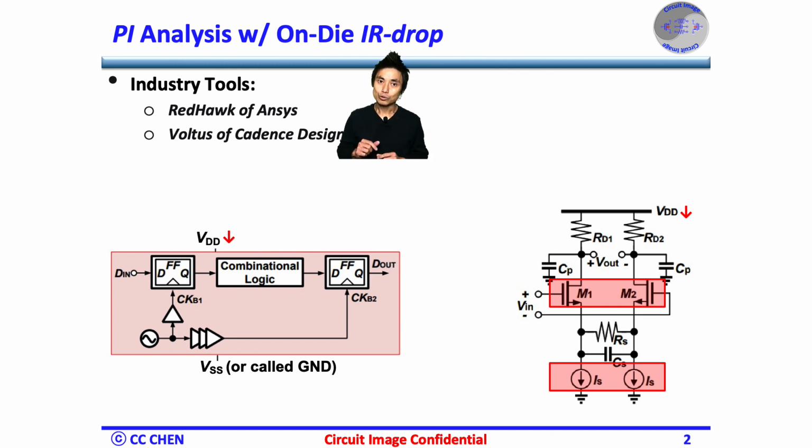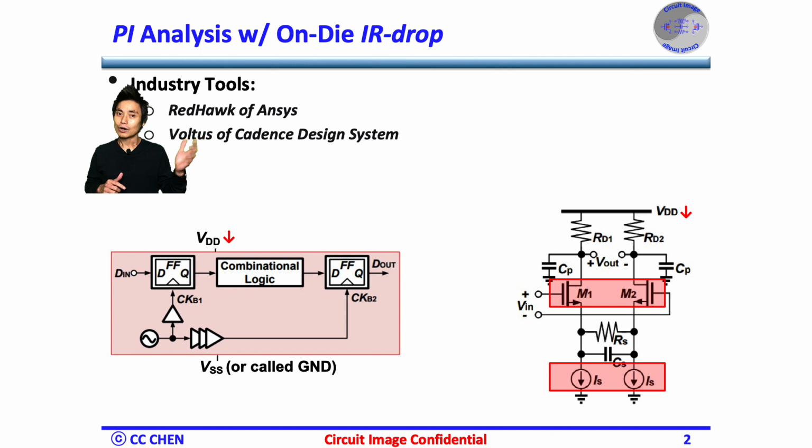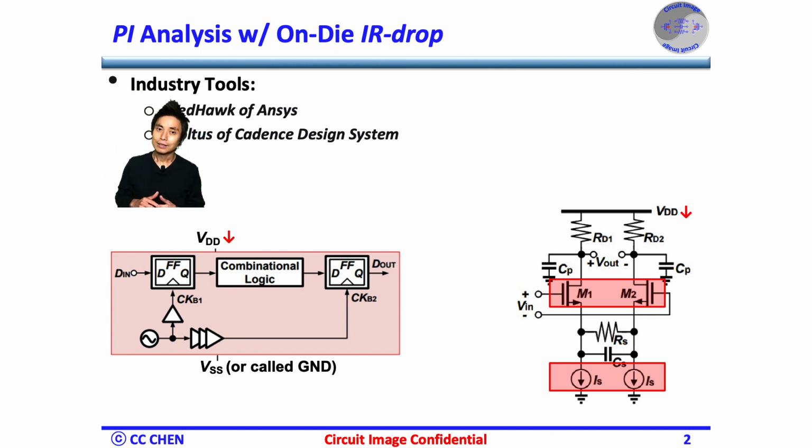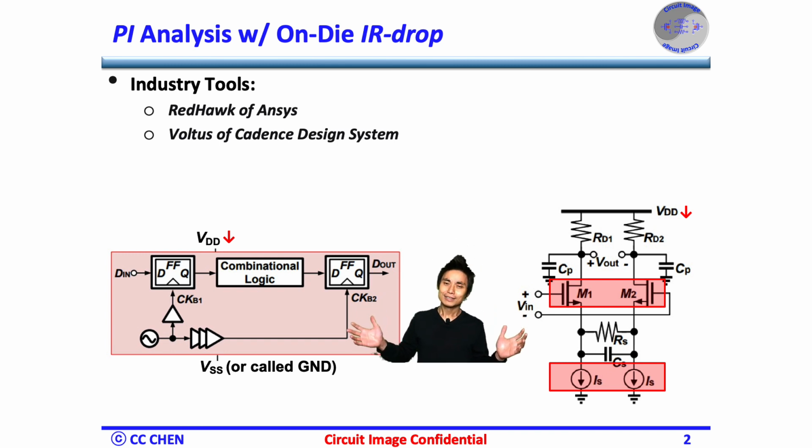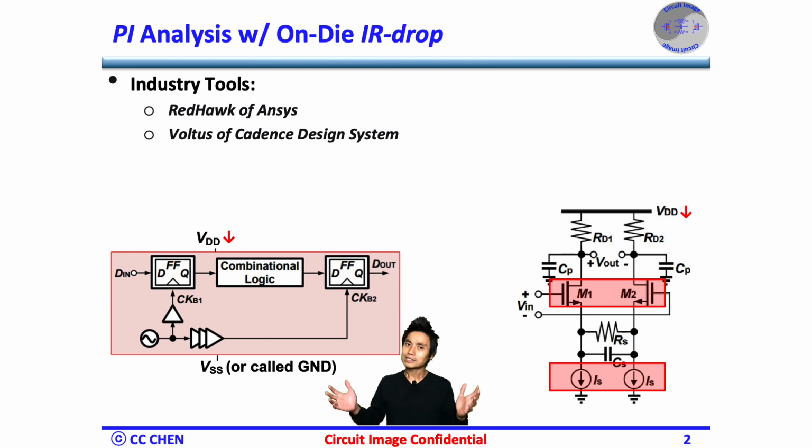Most industry tools, like RedHawk of ANSYS and Voltus of Cadence Design Systems, do this. But why would the on-die IR drop be so much more than what you expected? First of all, what's the IR drop?